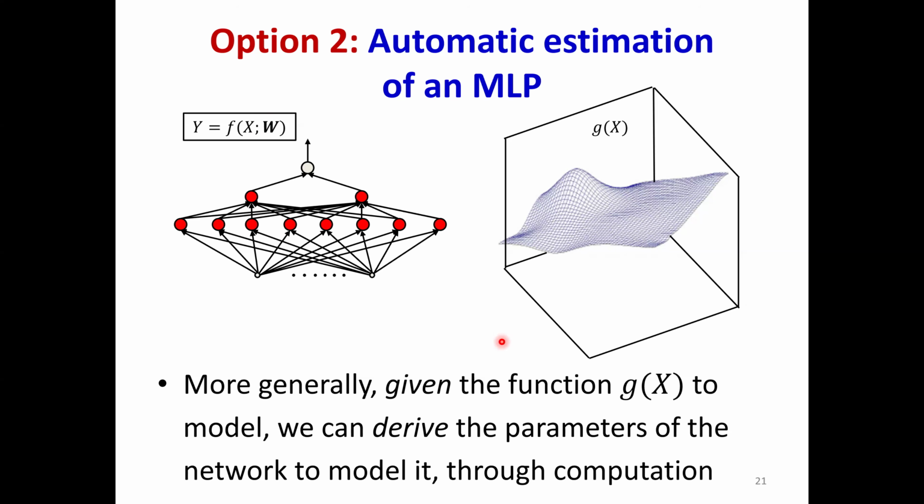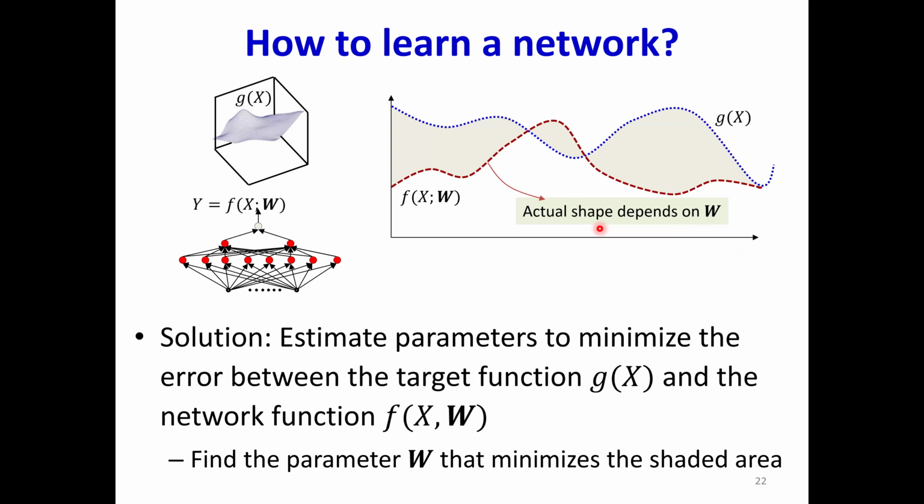So how do we learn a network of this kind? How do we learn a network to compute g of x exactly? Here's how you can do it. Now, g of x is some function shown here by this dotted blue line. For any setting of the network parameters w, this network is going to compute some function shown here by this dotted red line, and the actual function that the network computes depends on the parameter w. If the network doesn't exactly compute your desired function g of x, there's going to be a gap between the function that the network computes and the function that you want, and that gap is shown by this shaded region.